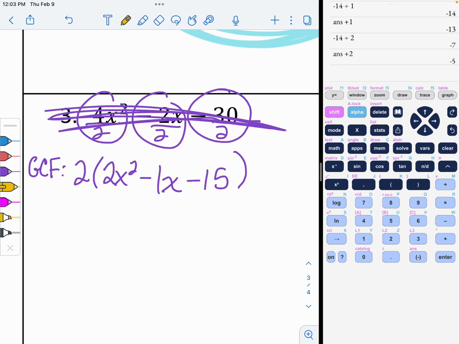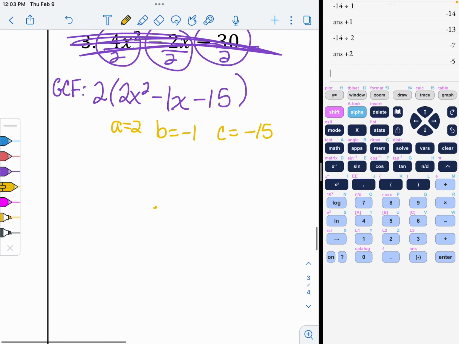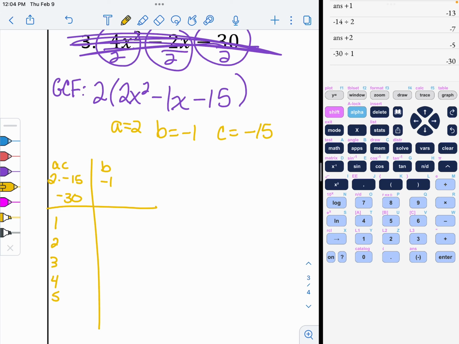A is 2, B is negative 1, and C is negative 15. Now for my ACB chart. 2 times negative 15 and negative 1. Negative 30, when you multiply 1, 2, 3, 4, and 5. It is in that list, I promise. Negative 30. I'm doing the keystrokes on the calculator in case you're not sure how to do it. I want to make sure you understand the process, and then you add.